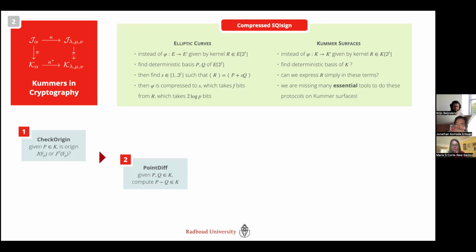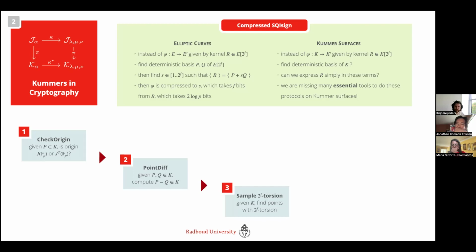Then we need this sort of point difference, right? So similarly to the genus 1 case, where if you're working with X-only arithmetic, you can only do a scalar multiplication by differential addition. Also on the Kummer surface, you would, given P and Q, need this P minus Q on the Kummer surface. And we couldn't find in the literature yet anybody that was doing that, so we had to develop these sort of tools as well.